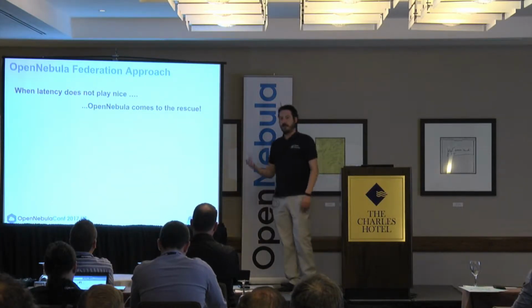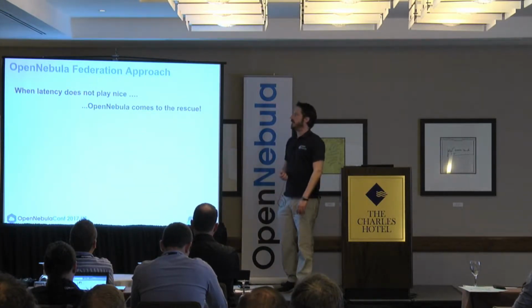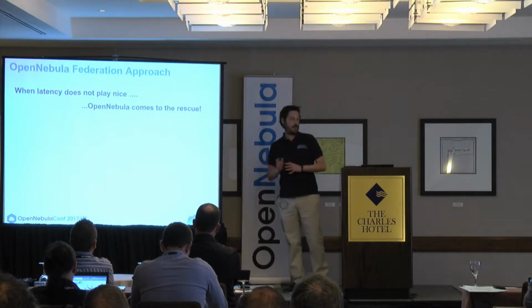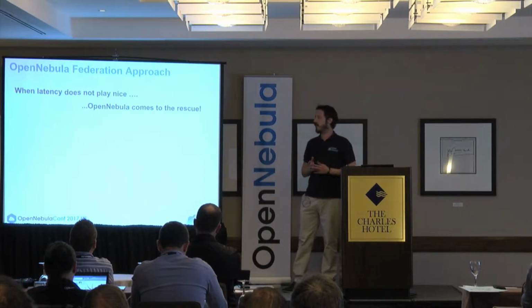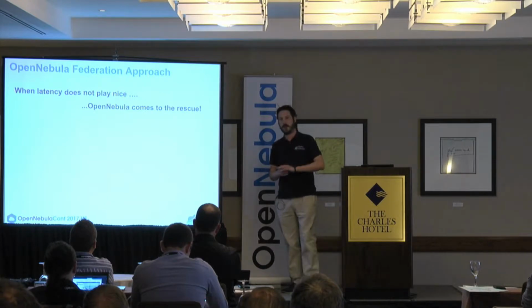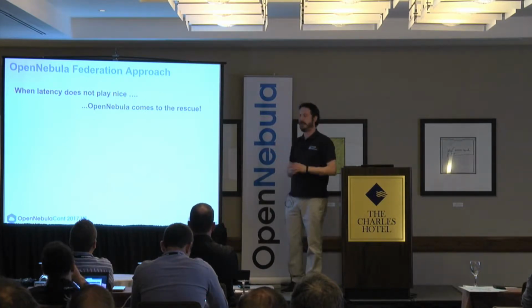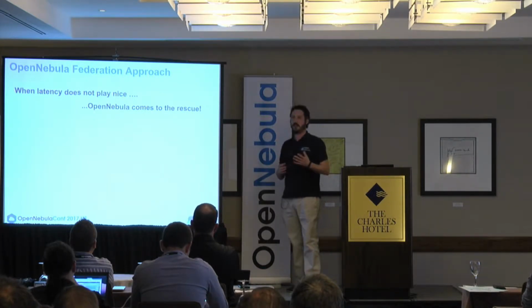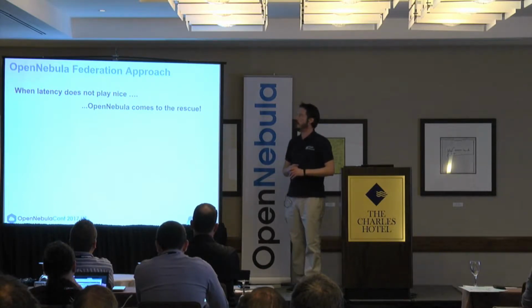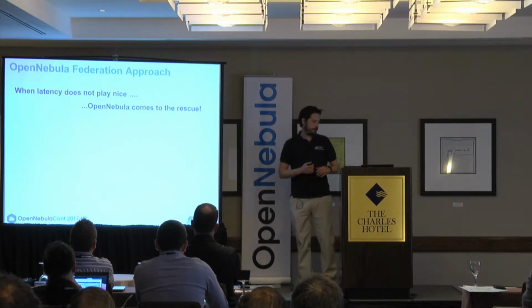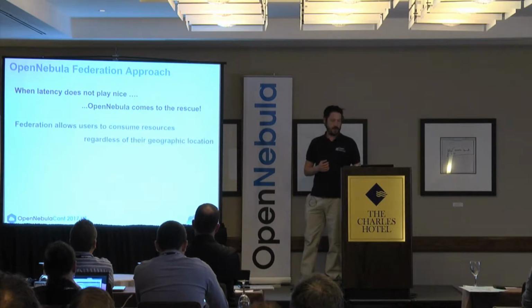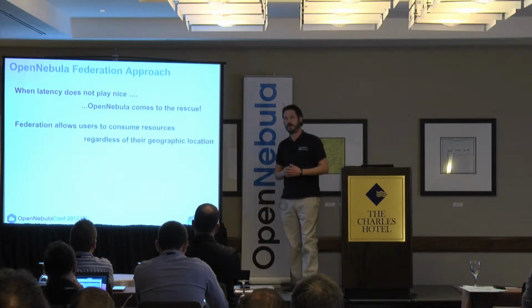Okay, if you don't really have that good connectivity, then you cannot really use that architecture, okay? You cannot really have one single OpenNebula managing different vCenters in different data centers if the connectivity is not good enough. What can you do in those situations? Well, you can use the OpenNebula federation, okay?